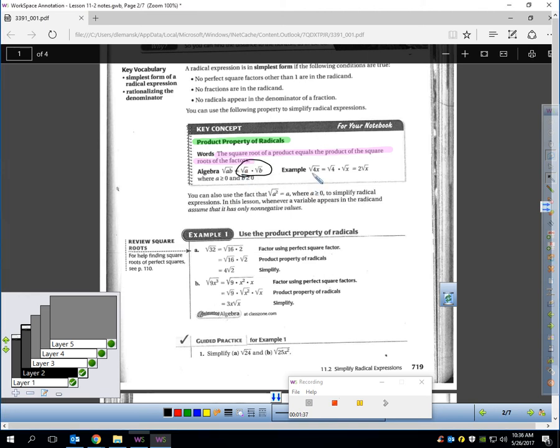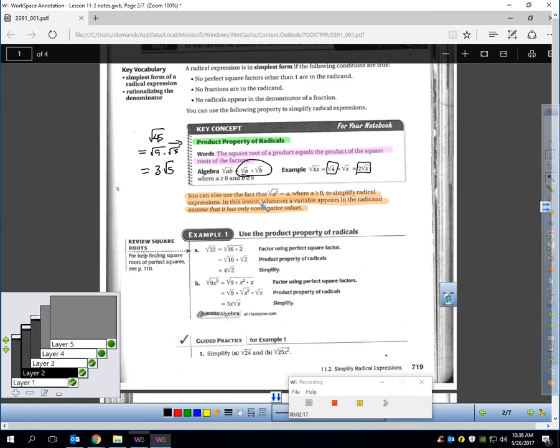Here would be another example, like the square root of 4x. I could break that into the square root of 4 times the square root of x, and think about it. What is the square root of 4? Well, that's 2. So the square root of 4 times the square root of x would actually end up equaling 2 times the square root of x. That's the product property of radicals. Here would be another simple example of that, like the square root of 45. I could break that into the square root of 9 times the square root of 5, and since the square root of 9 is a perfect square, that would be 3 square root of 5. I just used the product property of radicals.